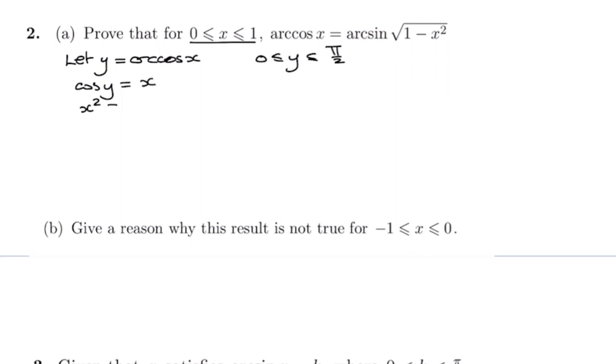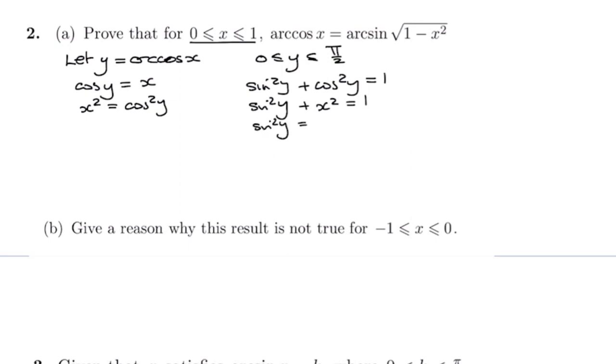And therefore, x squared will equal cos squared y. Now, why have I done that? Well, I'm going to remember another trig identity that I already know. I know that sine squared y plus cos squared y equals 1. I rearrange that, of course, and if I replace cos squared y by x squared, I get sine squared y plus x squared equals 1. So sine squared y equals 1 minus x squared. All I've done is replace cos squared y by x squared.